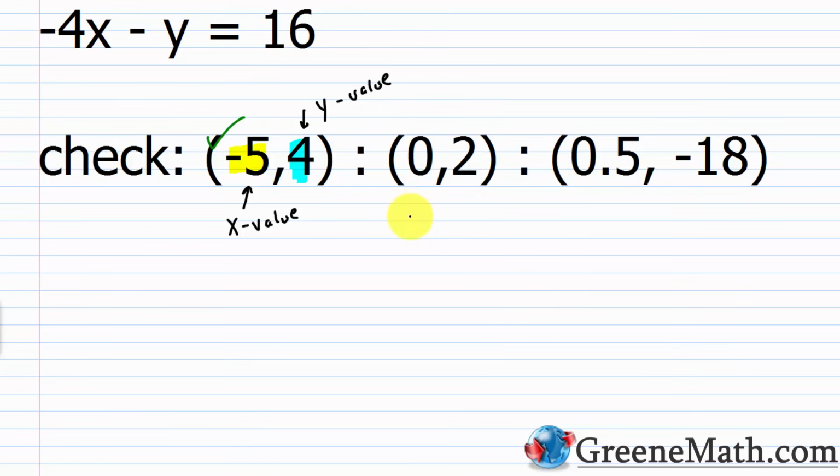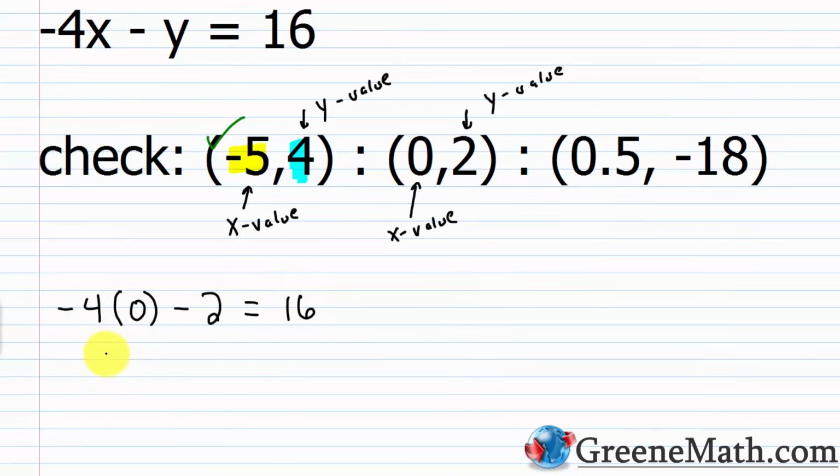And again, we have our left value as our x value. Our right value is the y value. And that's not going to change. Okay, you just memorize that. The one on the left is the x. The one on the right is the y. So we have negative 4 times our x value is 0. So I'm going to plug in a 0 there. Minus our y value is 2 equals 16.